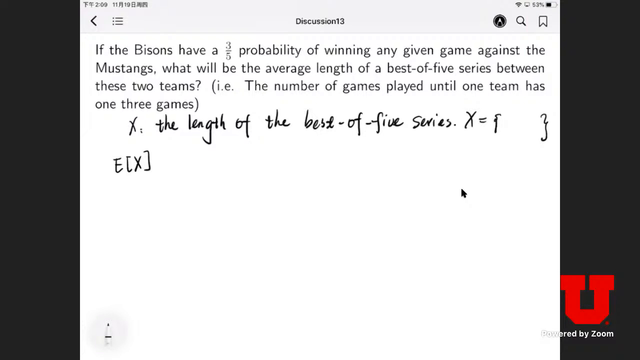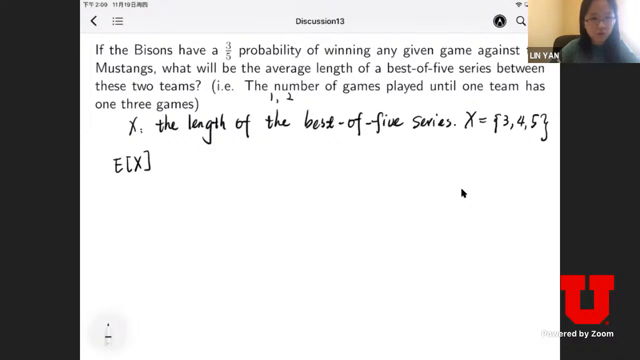Three, 4, and 5? Yes, thanks for your answer. Actually, yes, it is 3, 4, or 5. And Parker said it's 1, 2, 3, 4, 5. But 1 or 2 is not allowed, because you cannot decide who wins the game. If some player wins 3 games, then he wins the overall game. So the shortest length of the best of 5 series should be 3.